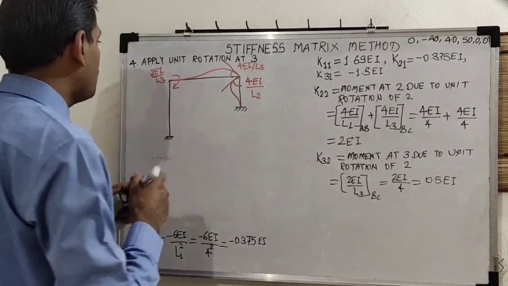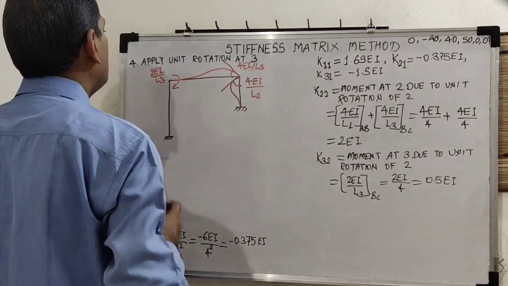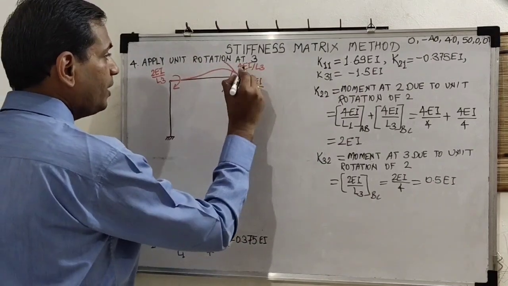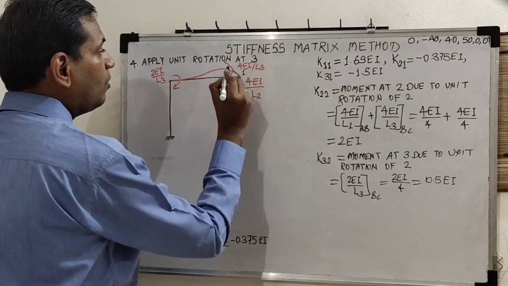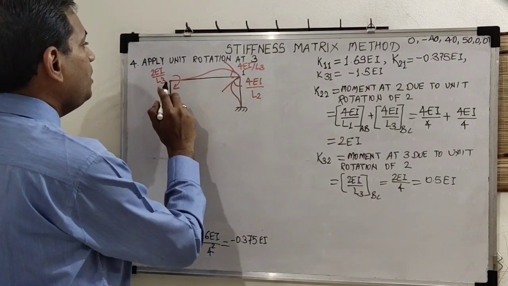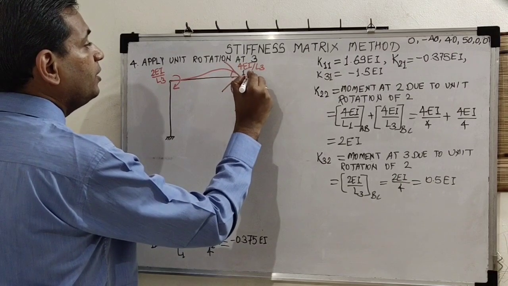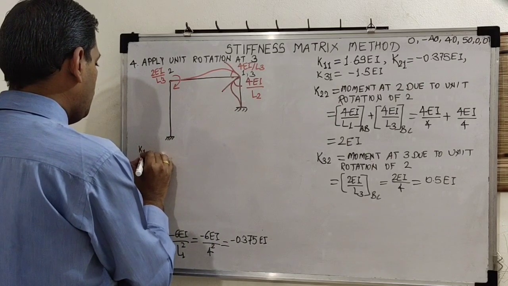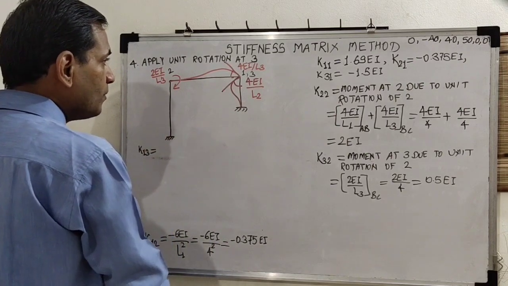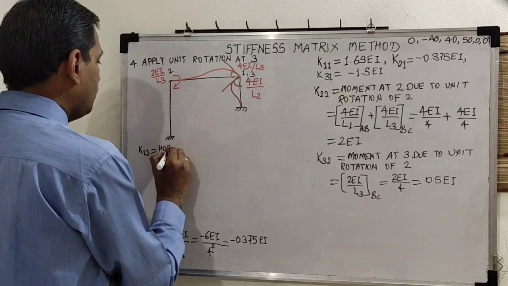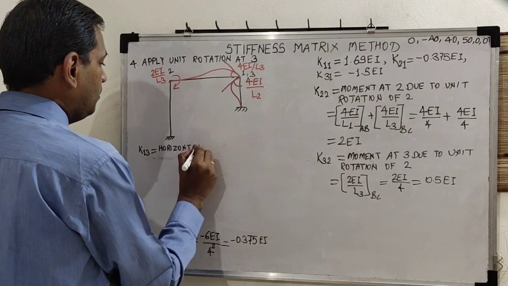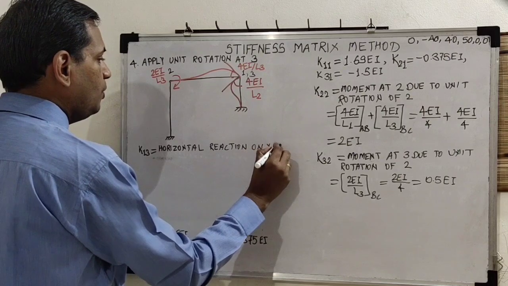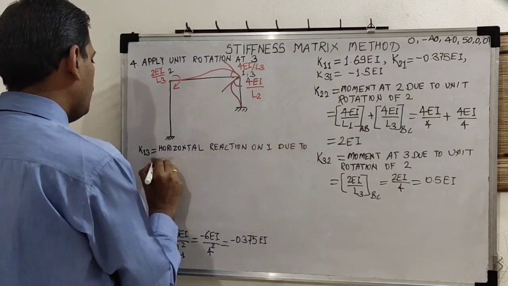Okay. So our first location is either here or here. You can take anything. So in this case we will take here, because delta on joint C as well as on B is same. Okay, this is then 3 and then here 2. So K13. What is K13? Horizontal reaction on 1 due to unit rotation of 3.